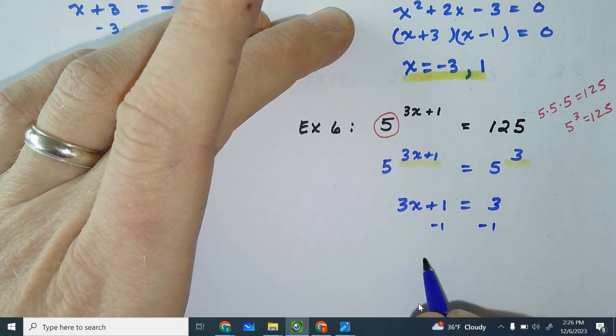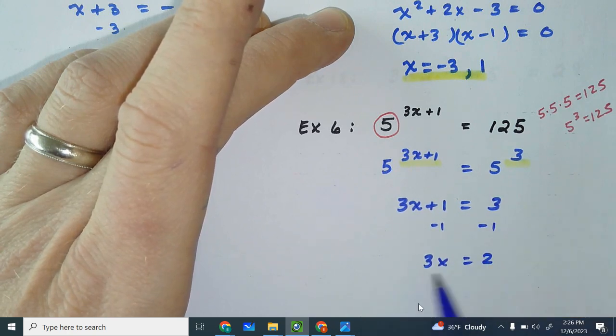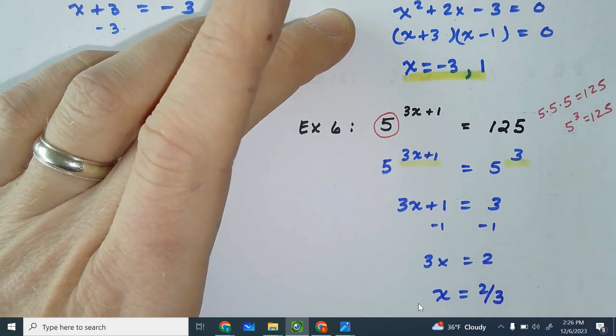Subtract that 1 from both sides. I get 3x is equal to 2. Divide by 3, and x is equal to 2/3.